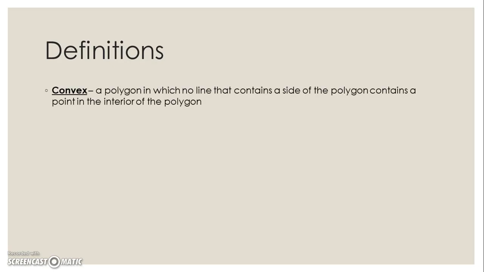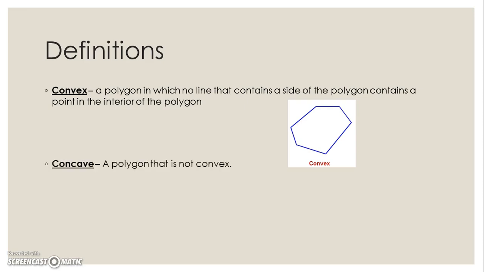Couple of definitions. You have convex. It's a polygon in which no line that contains a side of the polygon contains a point in the interior of the polygon. So here is a convex shape. The idea is that every vertex points outward, and there isn't anything caving into the interior. There are no angles greater than 180 in a convex shape.